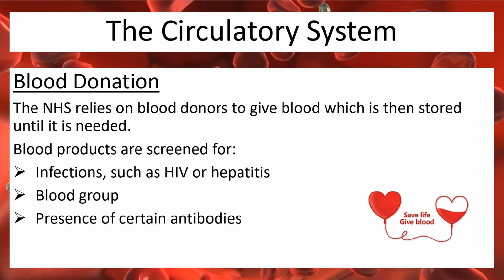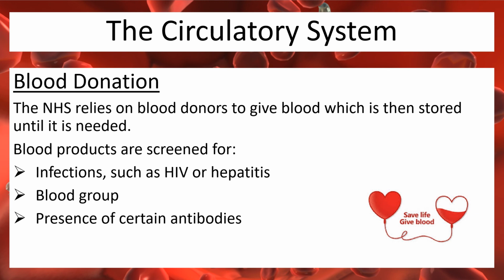So today the NHS relies on blood donors to give blood, which we then store until it's needed. Obviously we have to check that blood because we don't know whether the donor has been ill, and we screen them for things like infections such as HIV or hepatitis.